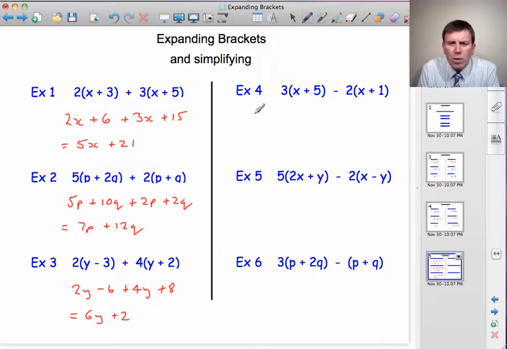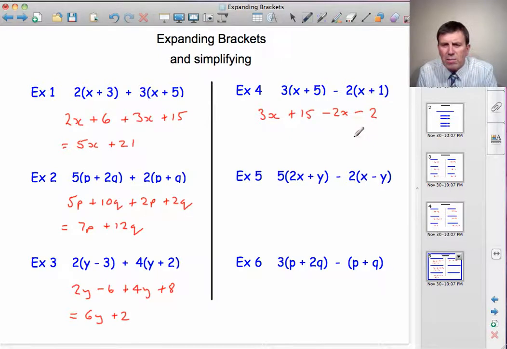Example 4. 3 times x is 3x. 3 times plus 5 is plus 15. Now then, here's our first negative in this exercise. Minus 2 times x is minus 2x. It's caused the sign in the bracket to change. It's a plus there, even though we don't write it. It's now become negative. Minus 2 times plus 1 changes the sign to a minus, but 2 ones are still 2. So it's minus 2x minus 2 on the end.